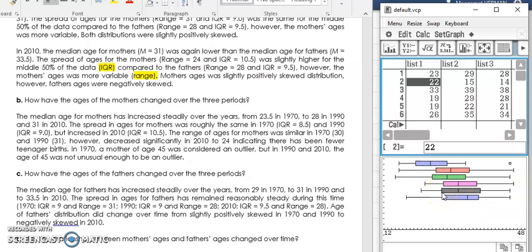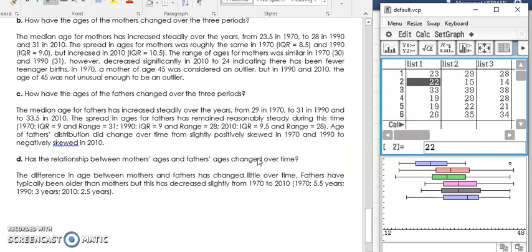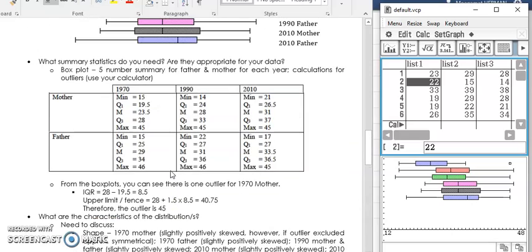Okay, now that's just before I've written anything. What I said is the difference in age between mothers and fathers has changed little over time. Fathers have typically been older than mothers. Okay, so you can see father older than mothers, father relatively older than mothers. But this has decreased slightly from 1970 to 2010: 1970, 5.5 years, 1990, 3 years, and 2010, 2.5 years. This was obtained back here by comparing the median ages between the two.